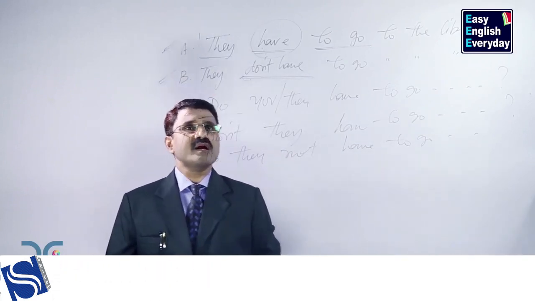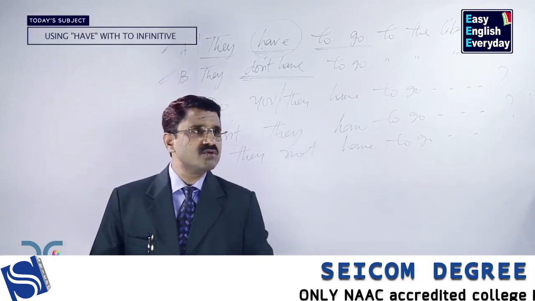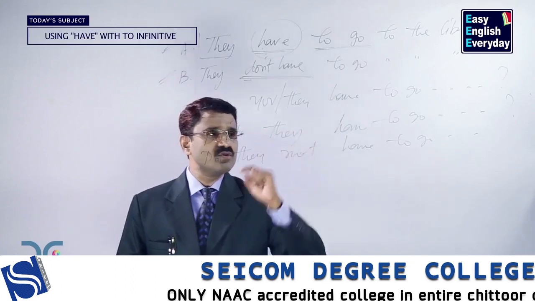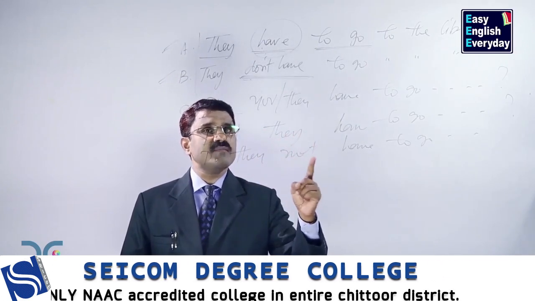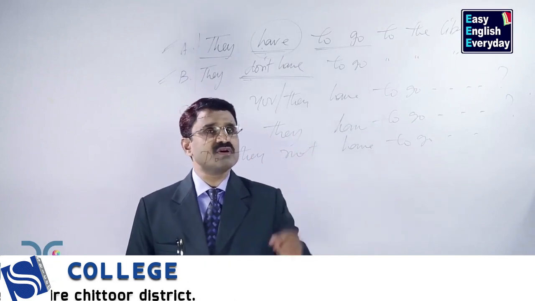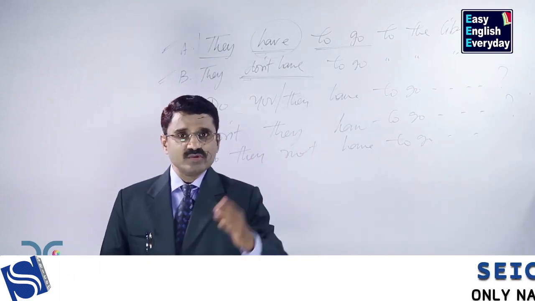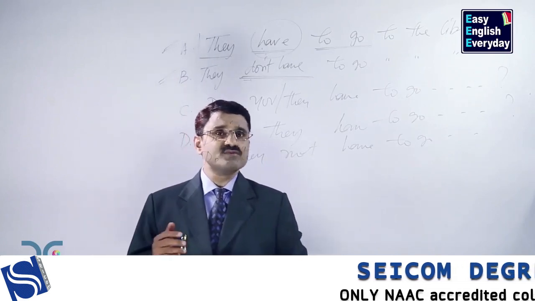They have to go to the library. They don't have to go to the library. Do they have to go to the library? Don't they have to go to the library? They have to come. They don't have to come. Do they have to come? Don't they have to come? They have to learn. They don't have to learn. Do they have to learn? Don't they have to learn?